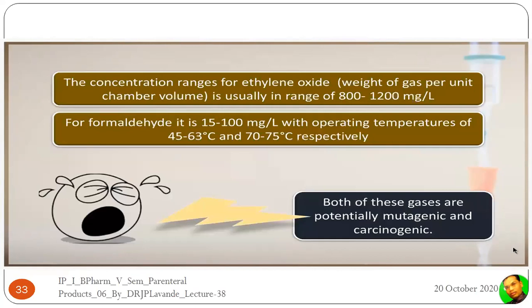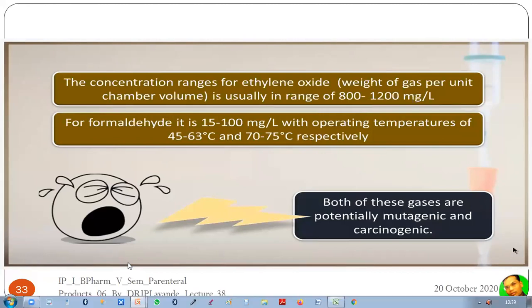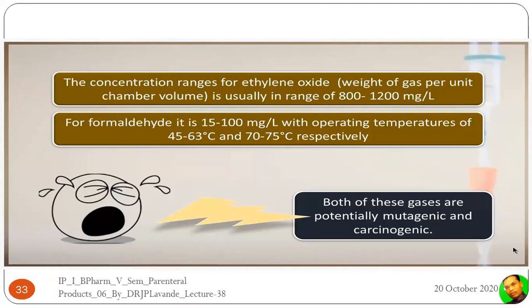The concentration of ethylene oxide is the weight of gas per unit chamber volume. It is usually in the range of 800 to 1200 milligram per liter. For formaldehyde, it is 15 to 100 milligram per liter, with operating temperatures of 45 to 63 degrees Celsius and 70 to 73 degrees Celsius respectively. These values might be asked in multiple choice questions, for example: at what concentration is ethylene oxide used for sterilization? Your answer should be 800 to 1200. For formaldehyde, it would be 15 to 100 milligram.